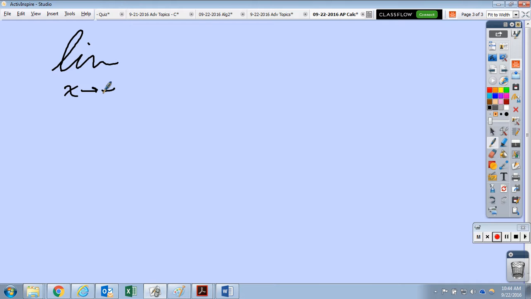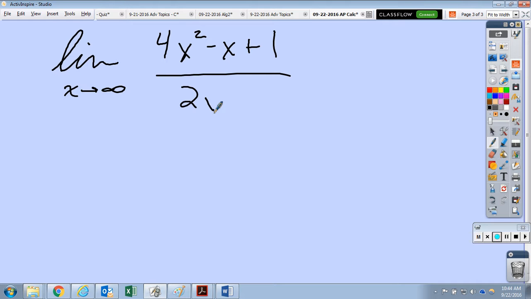As x approaches infinity of, say, 4x squared minus x plus 1 over 2x squared plus 6. If we have something like this, as x approaches infinity, the degrees match. So then what we do is we look at the coefficients, and the answer is 2. The rest of it still doesn't matter. Because the degrees match, we look at the coefficients, so it would just be 4 over 2.